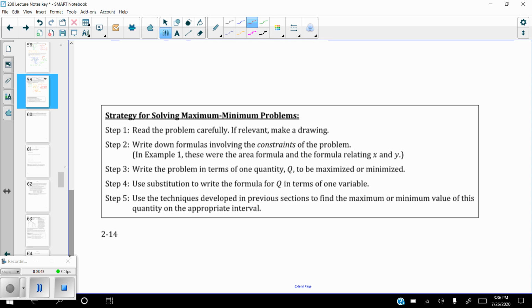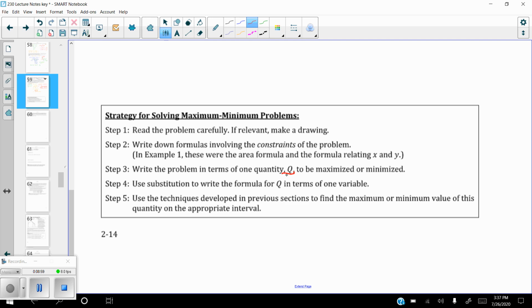Write down formulas involving constraints of the problem. Okay, that's what we did when I wrote down the perimeter portion and the area portion. Make sure that you write the problem in terms of one quantity to be maximized or minimized. In our previous example, that was the area.